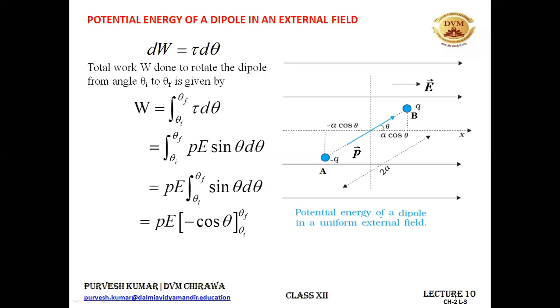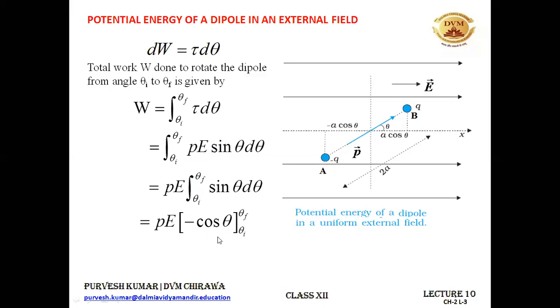I'm telling you again what we have done. We have taken the integration of the small work done in order to calculate the total work done in rotating the dipole from an angle theta I to theta f. Now this torque can be replaced by PE sine theta, the torque experienced by a dipole placed in an external electric field. P and E can be taken out of the integration, and you are left with sine theta d theta only, from theta I to theta f. When you integrate sine theta, it becomes minus cos theta, with limits from theta I to theta f.